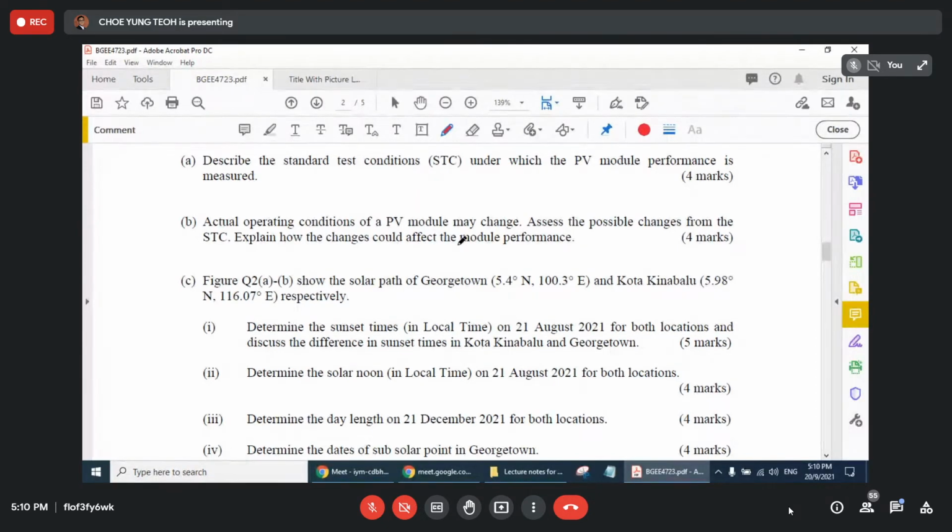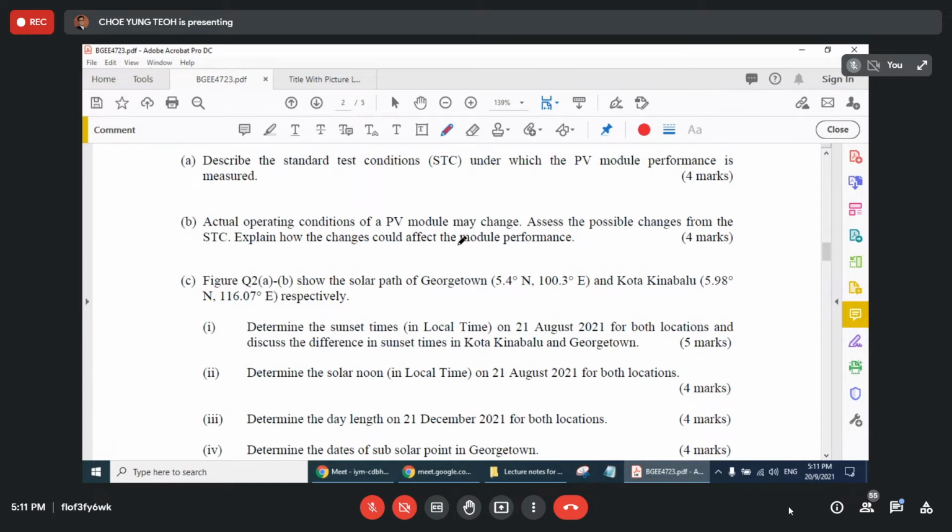Secondly, explain how this will affect the module performance. So when the solar irradiance drops, what will drop? The efficiency will not drop, but the power output will drop linearly with the decrease of the solar irradiance. Then the second parameter is temperature. When the panel is exposed to sunlight for a long duration, the temperature of the panel will increase above 25 degrees Celsius. It can be up to 60 degrees Celsius in Malaysia. Then when temperature increases, efficiency will drop.